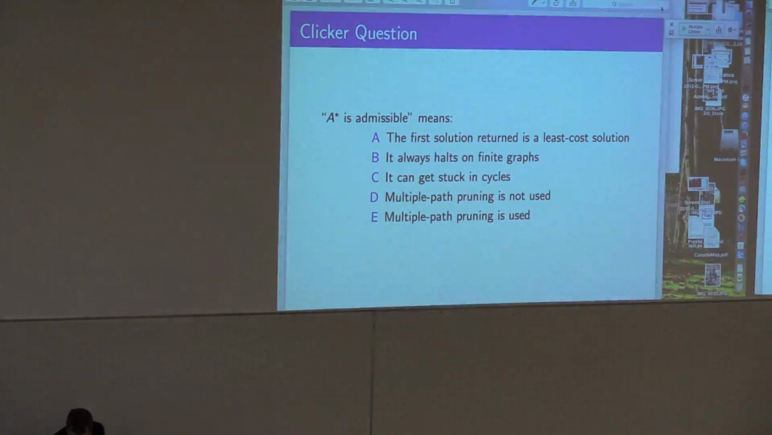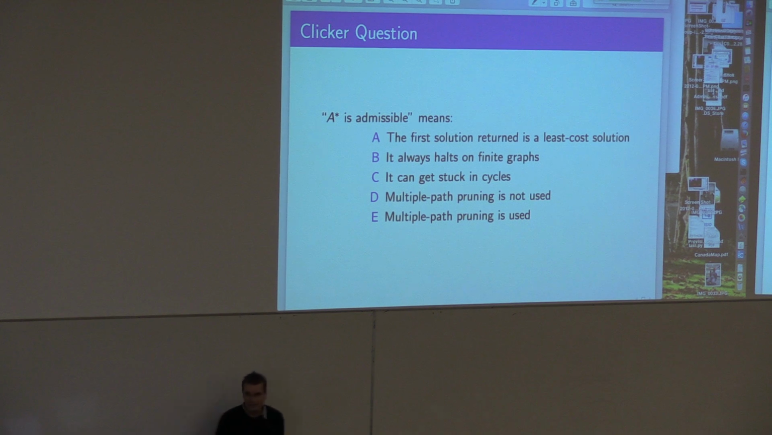Let's do a clicker question. And I think I changed this so that it counts up. I think this is easy, so let's see if we can do it in 30 seconds. A star is admissible. What does this term mean? So what does it mean that A star is admissible? A, the first solution returned is the least cost solution. B, it always halts on finite graphs. C, it can get stuck in cycles. D, multiple path pruning is not used. Or E, multiple path pruning is used.